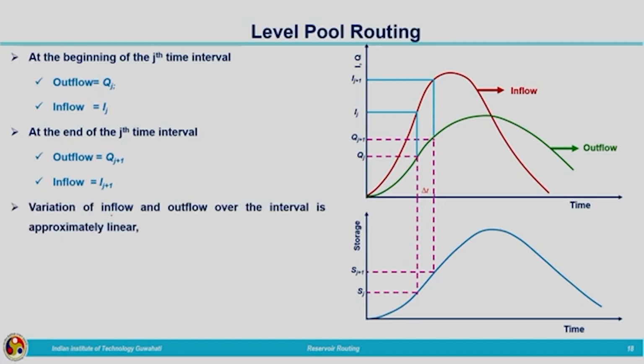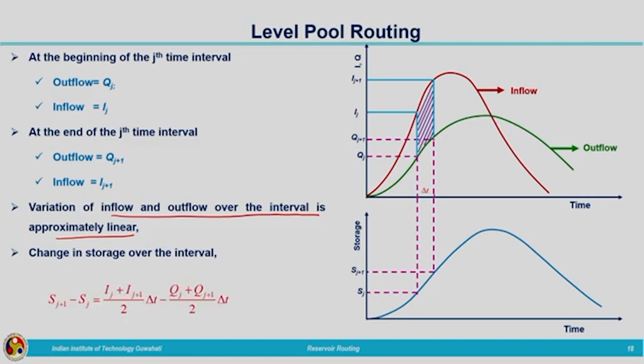So, the variation of inflow and outflow over the interval is approximately linear. So, we should be very careful while considering the delta t interval. If it is too large, we cannot assume this linearity assumption. So, change in storage over this interval can be represented by this hatched area. That can be represented by making use of our continuity equation. The previous equation has been rewritten after averaging out different terms.